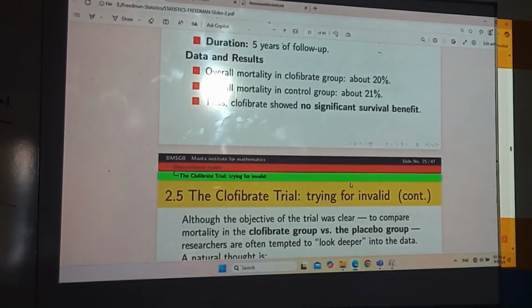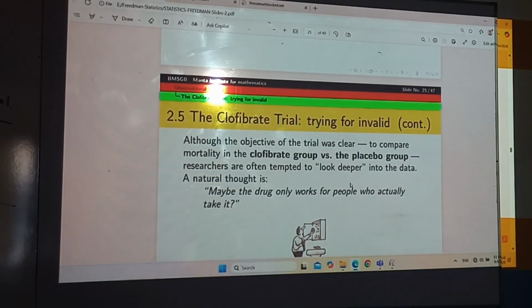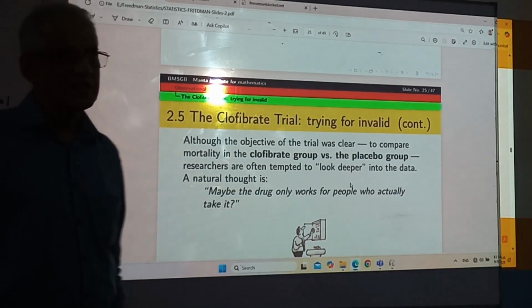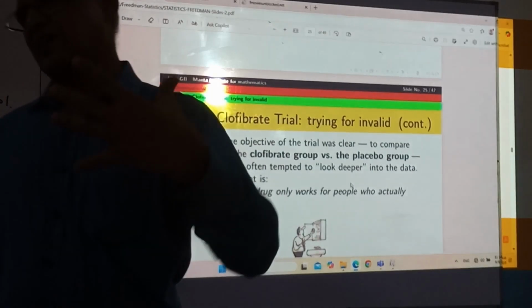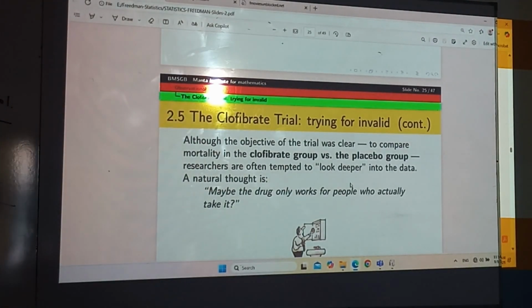So even though the decision was like that, some people didn't want to just accept that in that way. They wanted to see further into detail, right? So see whether we can say something at least to the benefit of this particular drug, for the goodness of the drug, right? So what they did was, although the objective of the trial was clear, to compare the mortality of this particular group versus the placebo group, researchers are often tempted to look deeper into the data.